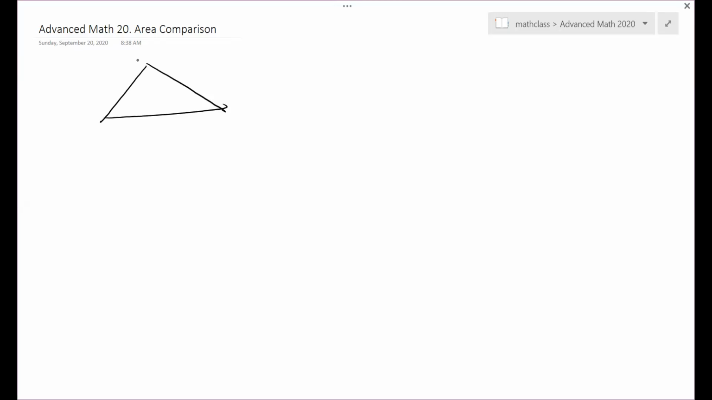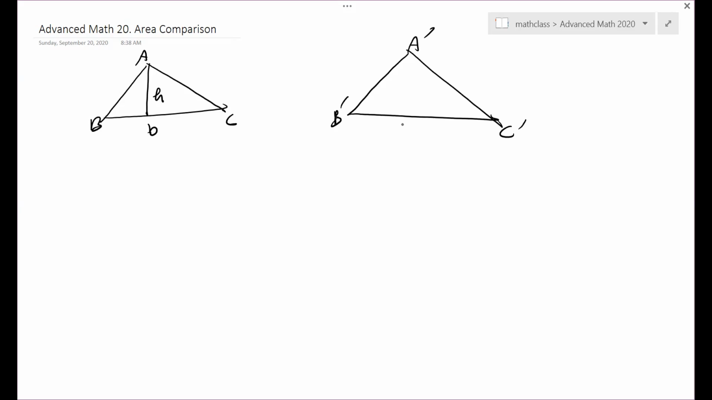Okay, so this is a triangle, right? A, B, C. The height is H, the base is B. I have another triangle, maybe a slightly different triangle, and the base will be B prime. The height is still the same height, so they have the same height.